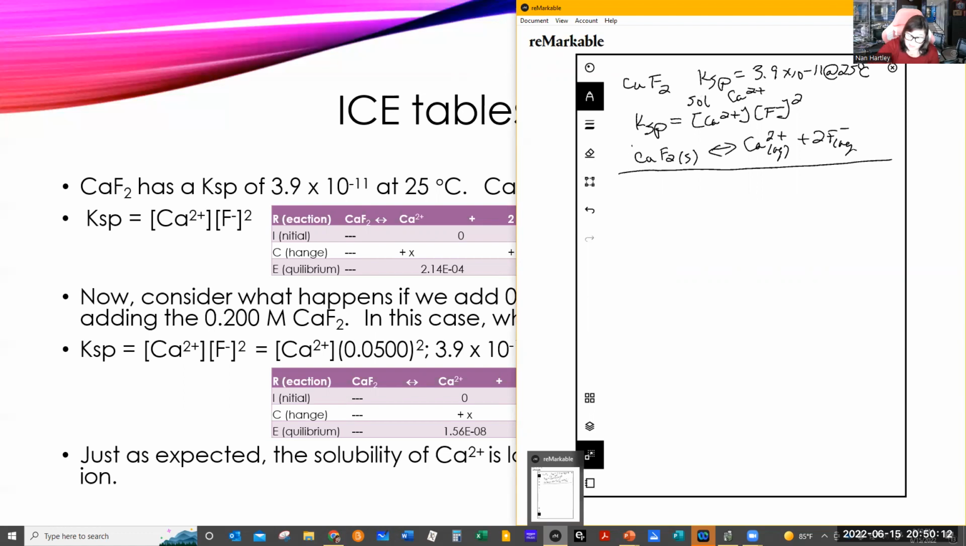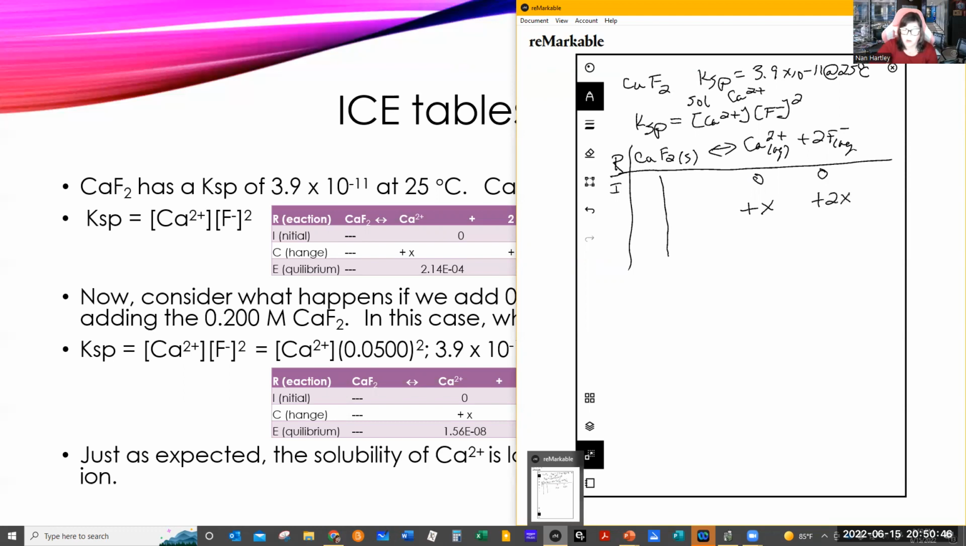I can set up an ice table for that or a rice table, depending on how you want to refer to it. And again, since this is solid, I don't care about that at all. It's not going to appear in my ice table. Now, do I include it to show the entire reaction? Of course I do, because I'm anal and that's what I do. But we're only concerned about the Ca2 plus and the F minus, which initially are 0. Okay. I know that for every CaF2 that I break down, I get 1 Ca2 plus and 2 F minus. And that's based on the stoichiometry of this equation.